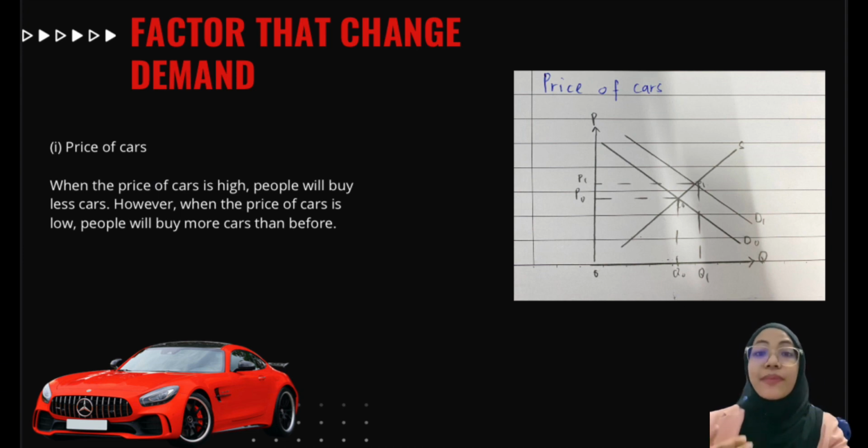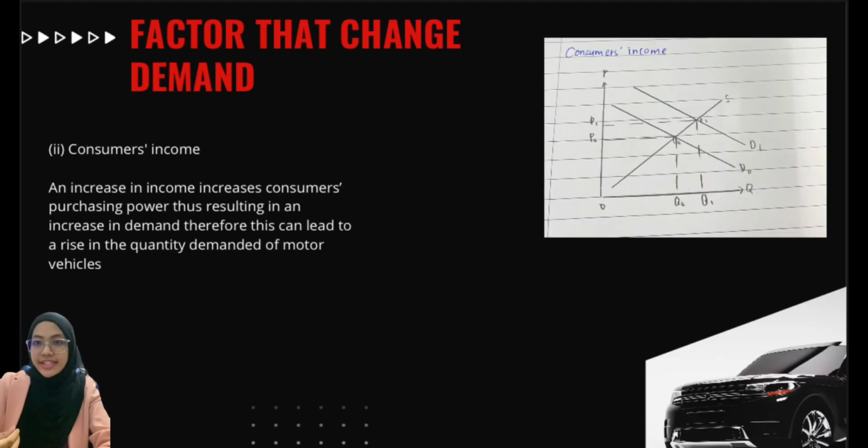First, we have the price of cars. When the price of cars is high, people will buy fewer cars. However, when the price of cars is low, people will buy more cars than before. Based on the diagram, we can see that the demand for cars increases from D0 to D1. So the effect is the price of cars will increase from P0 to P1, and the quantity also will increase from Q0 to Q1.